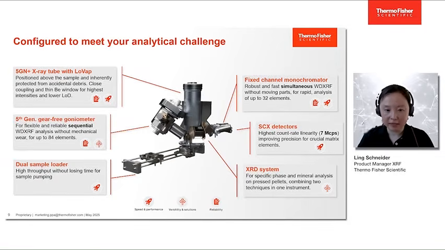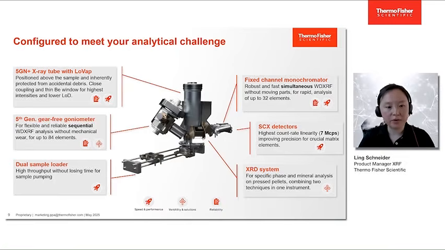For flexible and reliable analysis, the ARL X900 spectrometer is equipped with a gear-free goniometer, ensuring long-term precision and reproducibility. The goniometer allows for sequential WDXRF analysis for up to 84 elements without mechanical wear. This elemental range covers elements from fluorine to uranium. The typical elements required in the mining applications are covered. In addition, our design ensures an extremely low consumption of P10 gas, which is essential for remote applications.